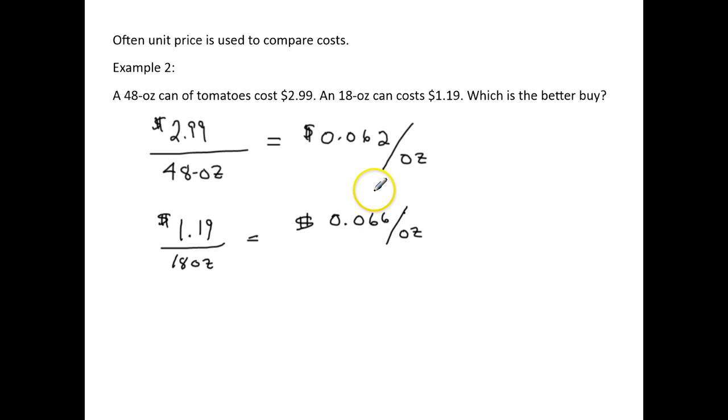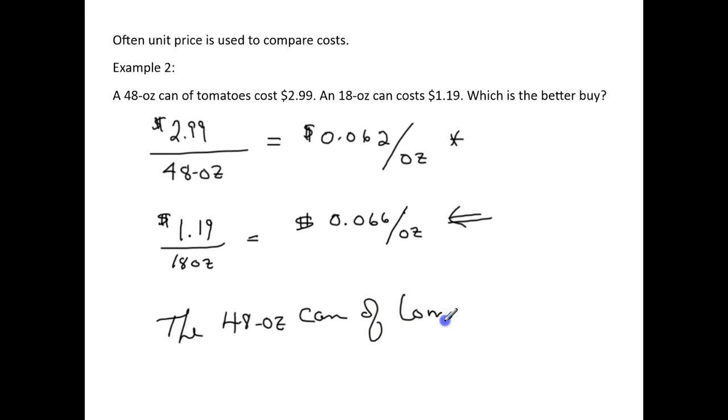So we can see that our more expensive cost is the 18-ounce tin, and our cheaper, less expensive, or better buy is the 48-ounce tin. So we will write our statement. The 48-ounce can of tomatoes is the better buy.